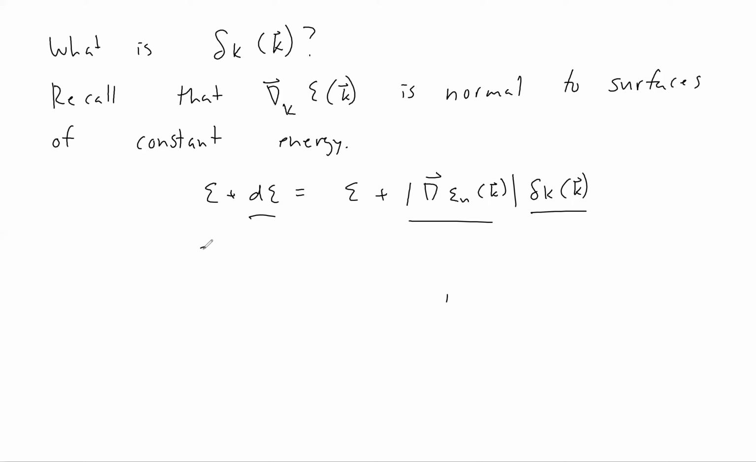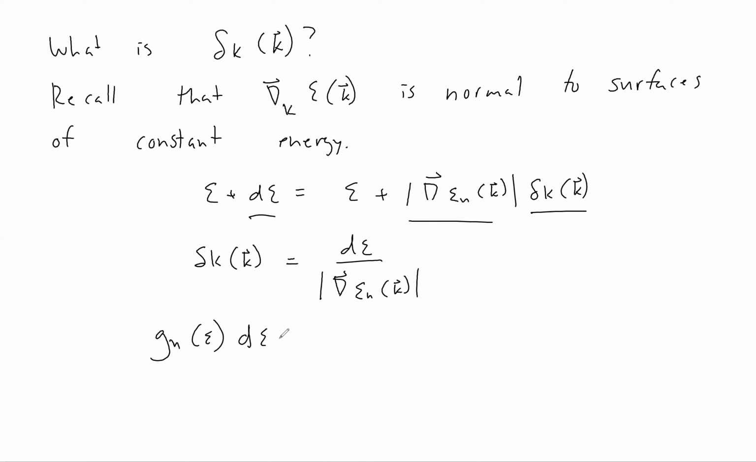So this lets us say that delta K as a function of K is equal to dE over the absolute value of the gradient of E. All told then, we can write down the density of states times dE is equal to the surface integral times dE over the absolute value of the gradient of E.